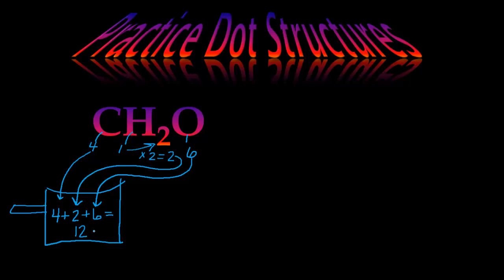So now I'm going to start building my structure. The easiest way to do this is to look at your first element and put that in the center. So we're going to take C and put that in the center. Then we are going to take our other elements and put them around.